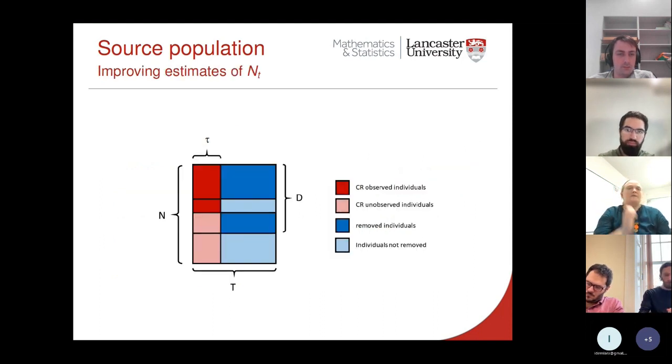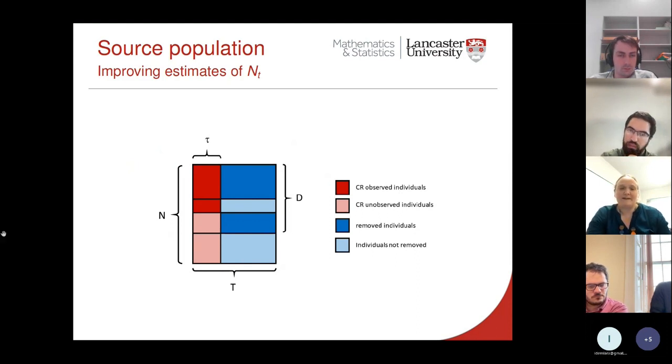So we were set the target of thinking, well, is there any way that we can get improved estimates of N while doing the removals? And given that we'd been working with the capture-recapture data for the translocation, we then thought, okay, could we supplement the removal data with a short period of capture-recapture prior to doing the removals?